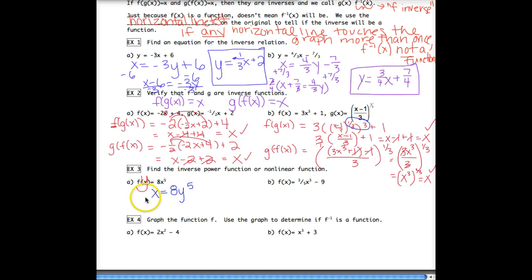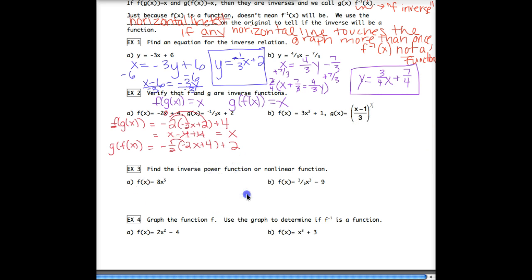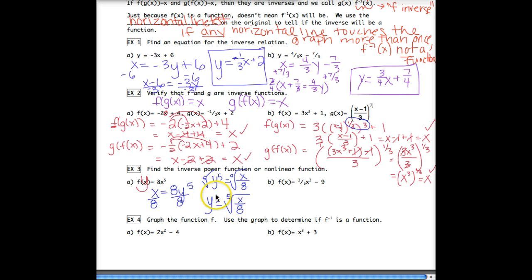This is just what we did in section 7.1. Get the power term alone, so divide by 8. That gives me y to the 5th equals x over 8. And now to undo a fifth power, I take the fifth root on both sides: y equals the fifth root of x over 8. Now, you do not need to rationalize that. I just want to know, can you switch x and y, and can you get the y by itself? You do not need to rationalize denominators. Again, there are already questions that will test whether you know how to do that or not. So we can leave it just like that.